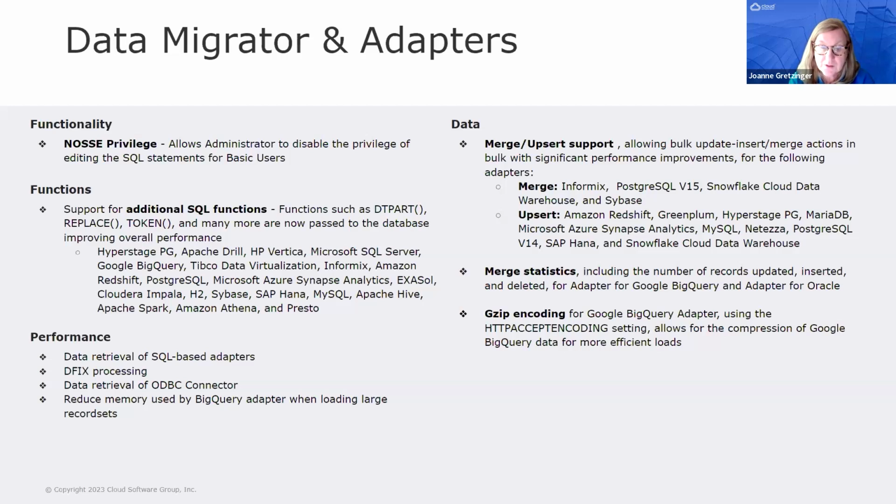And the last really is gzip encoding. When you're using a BigQuery data adapter, it actually allows you to compress the data for better and smaller moving of that data in order to put it into BigQuery. So once again, really focusing on some of those big databases, those databases that you're using for data warehousing, and all these enhancements to this adapter in Data Migrator.